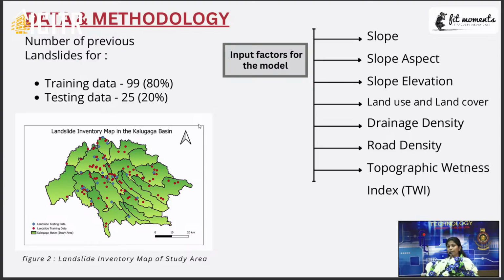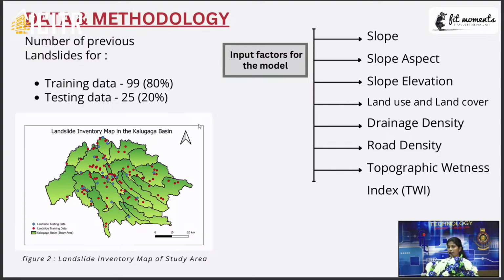For my data set, I chose previous landslide occurrences in this area. I chose 124 landslides. When training my model, I used 99 data points as my training data set and 25 data points for my testing data set.